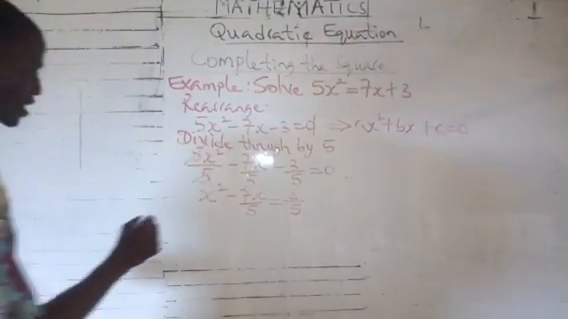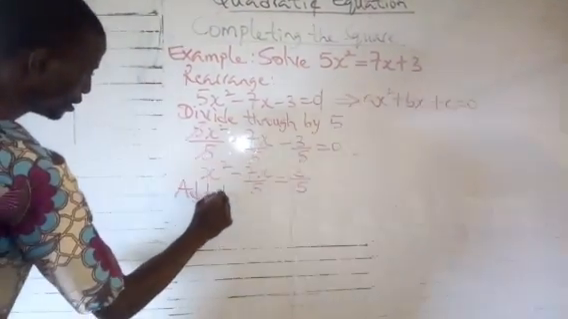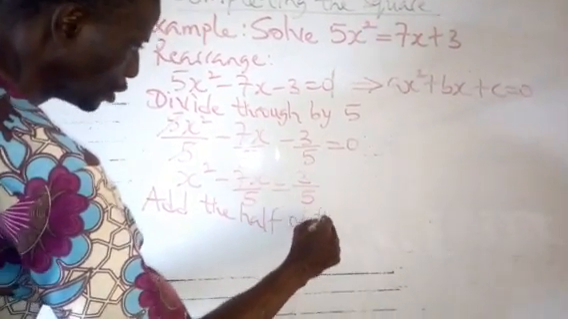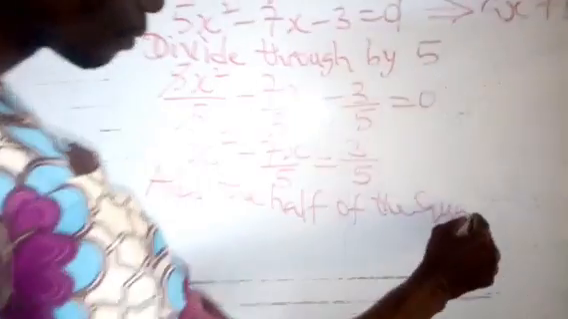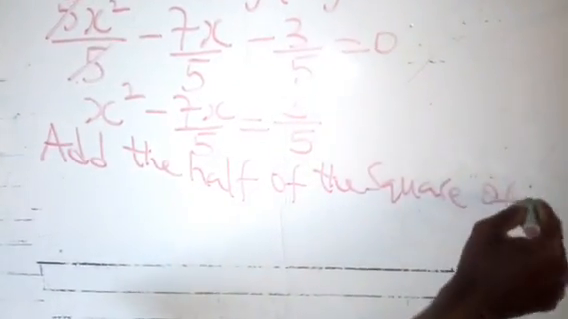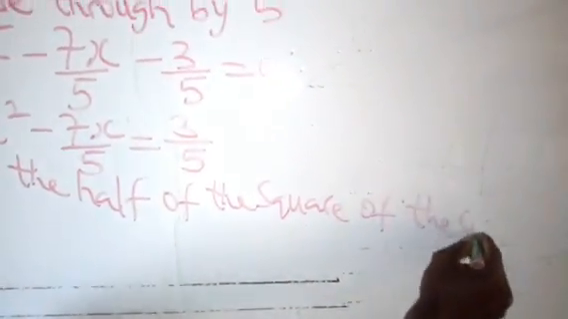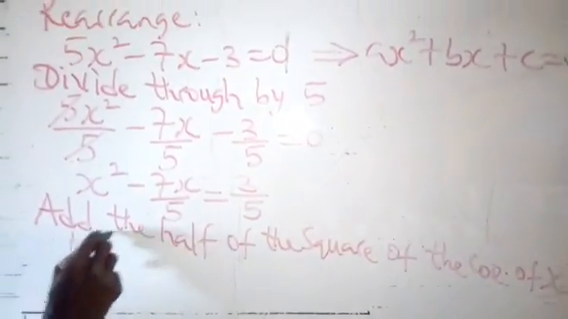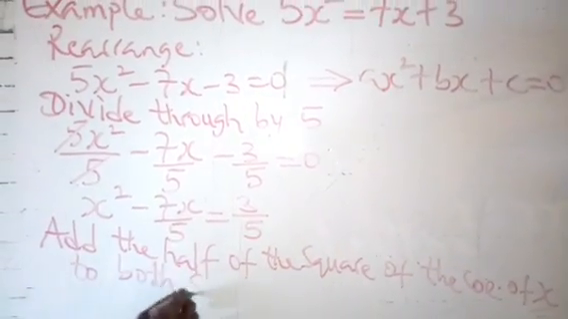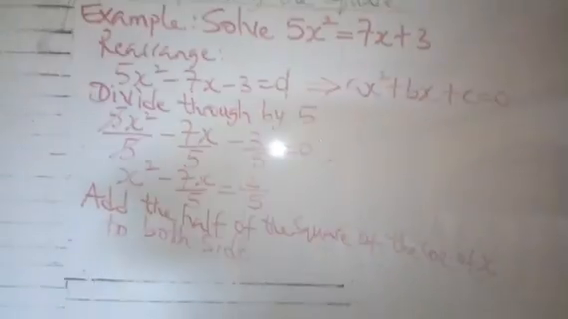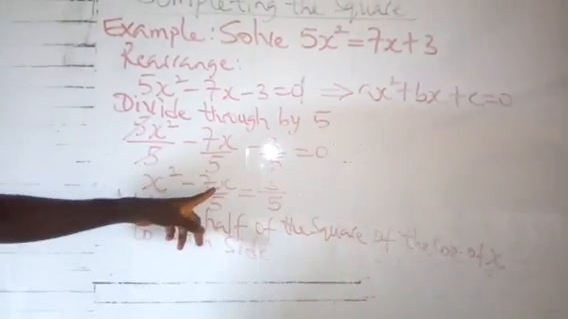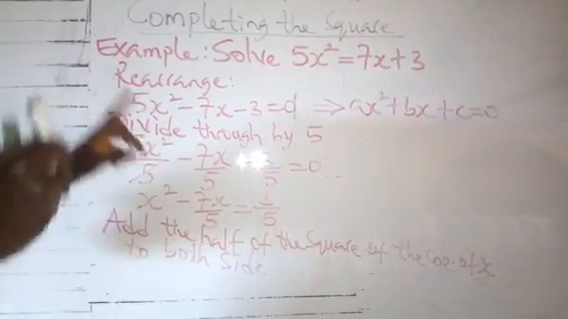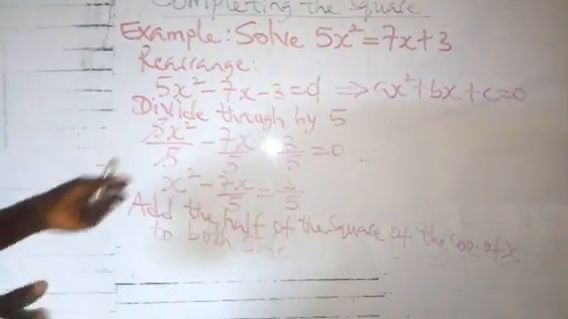The next step is add the half of the square of the coefficient of x to both sides. What I mean, we can see that this is the coefficient of x. We are to add the half of it and square it. We are to add it to both sides.